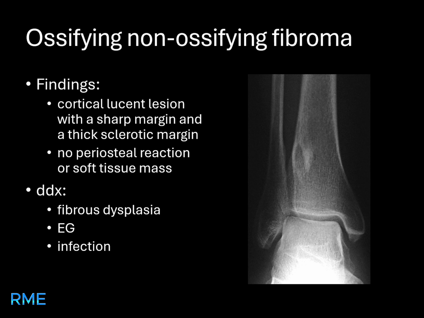Differential diagnoses include fibrous dysplasia, eosinophilic granuloma, EG, and infection. To further evaluate, a biopsy can confirm the diagnosis, but often the clinical and radiological findings suffice. Management involves monitoring, as these lesions typically regress spontaneously.